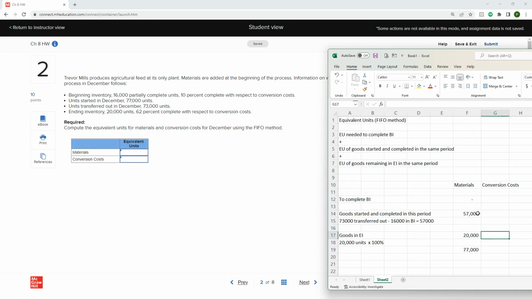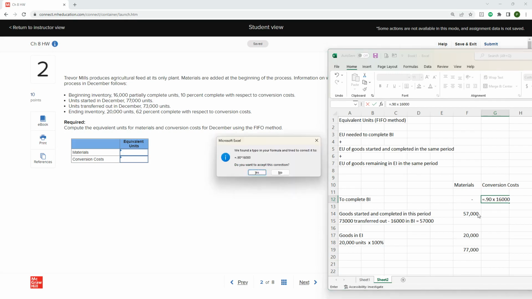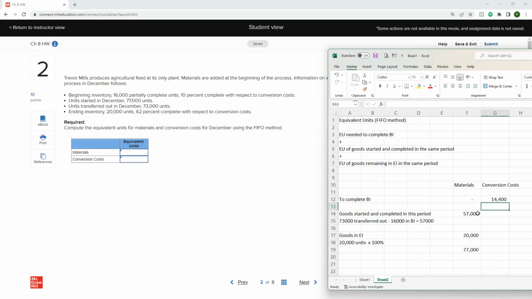Now we look at conversion costs. For conversion costs in beginning inventory, the question tells us that these items were 10% complete with respect to conversion costs. So that means that we have to put in 90% this month. It was 10% complete, we have to put in 90. So we do 0.9 times the 16,000 units that were in beginning inventory. So we get 14,400 equivalent units with respect to conversion costs.